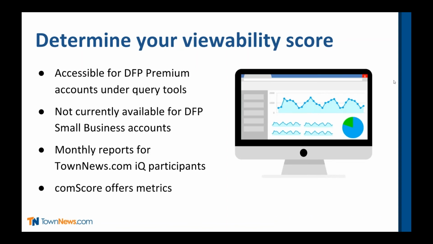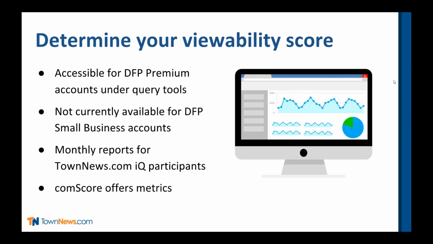Overall, there are a few different ways to determine your viewability score. Currently, DFP Premium is using Active View metrics built into the query tool. You can run reports to find out the detailed viewability data for your site by size, position, and many other dimensions. DFP's small business ad server accounts are not equipped with the viewability Active View metrics at this time.